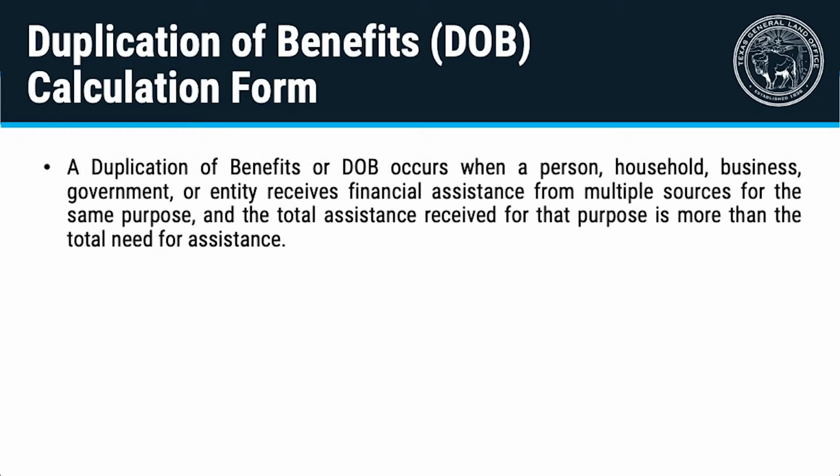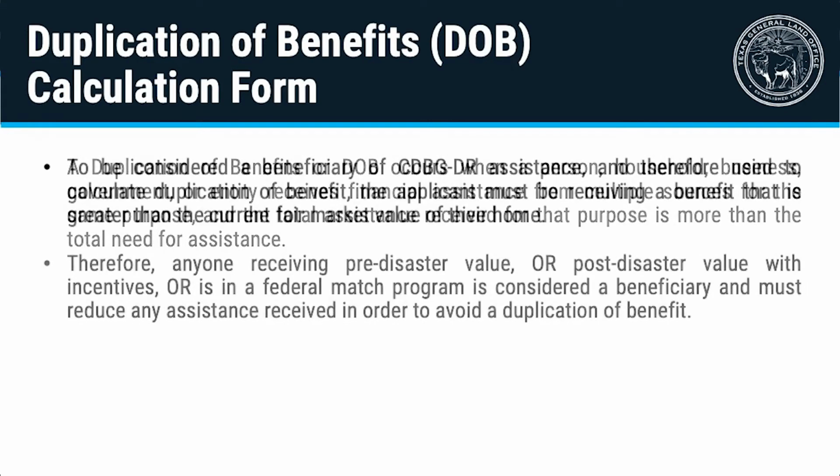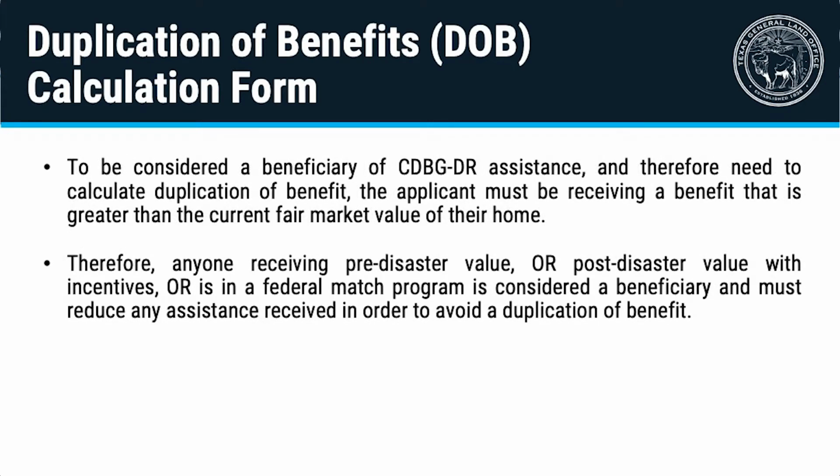A duplication of benefits, or DOB, occurs when a person, household, business, government, or other entity receives financial assistance from multiple sources for the same purpose, and the total assistance received for that purpose is more than the total need for assistance. To be considered a beneficiary of CDBG-DR assistance and therefore need to calculate duplication of benefits, the applicant must be receiving a benefit that is greater than the current fair market value of their home.